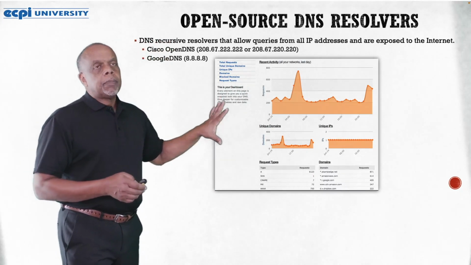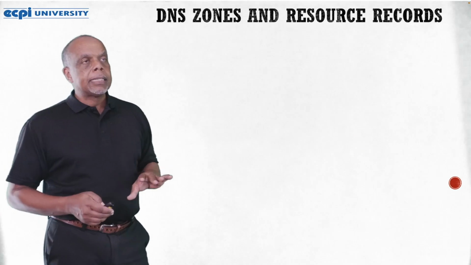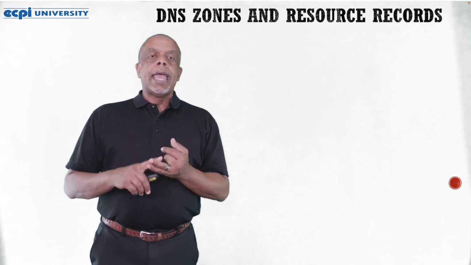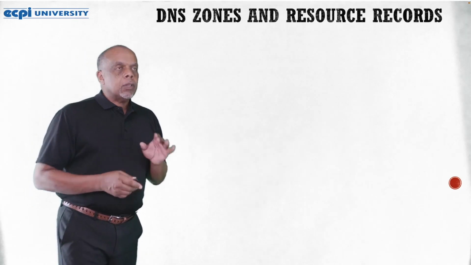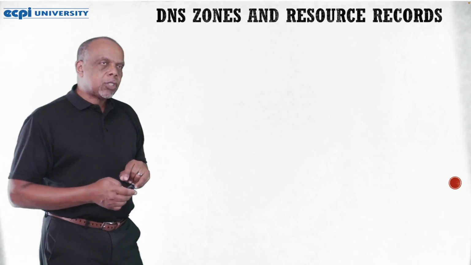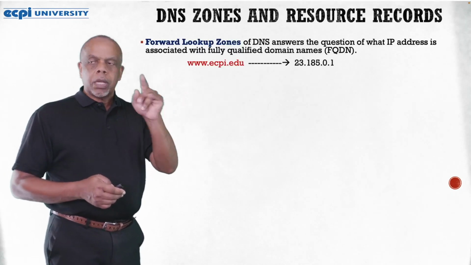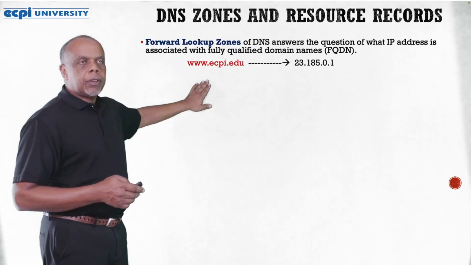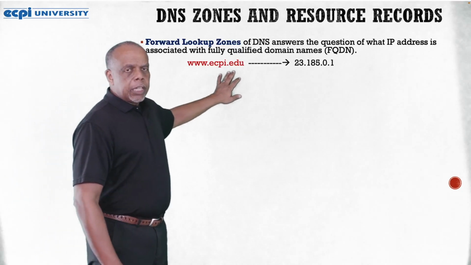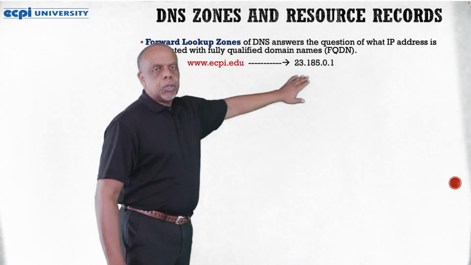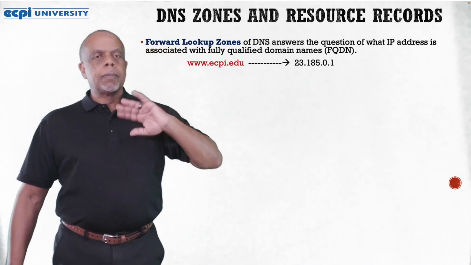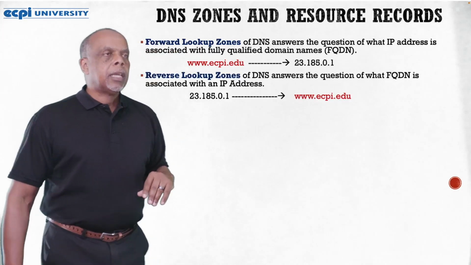Now, we've talked about the servers, we've talked about the client sides, and let's talk about two other pieces, DNS zones and records, okay? There are basically two types of DNS zones. A forward lookup zone is where we're going to try to resolve a fully qualified domain name to an IP address. That's what's done probably most of the time across the internet.